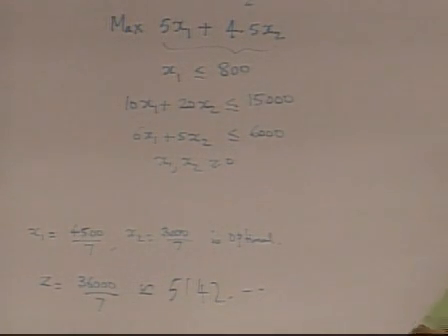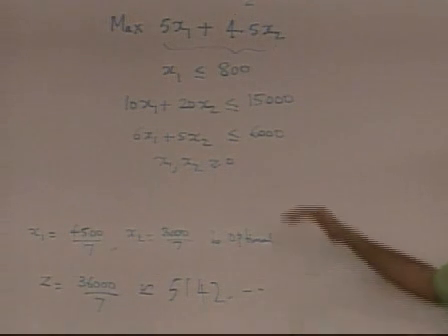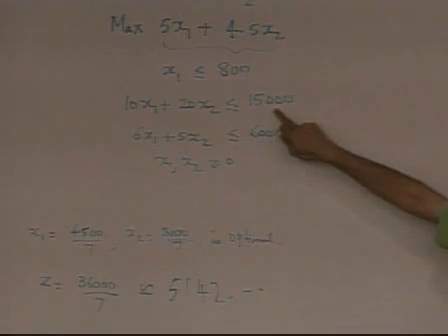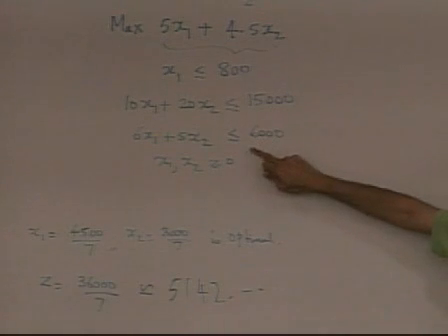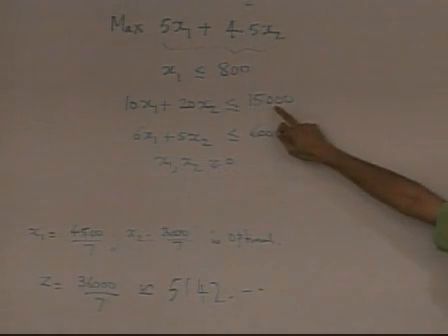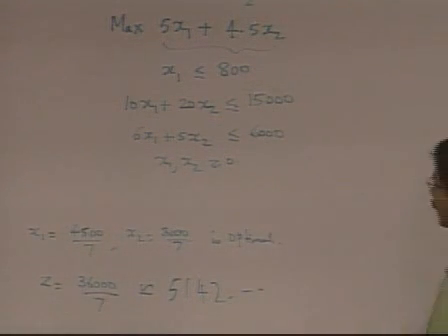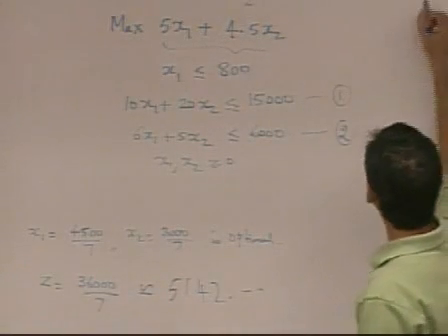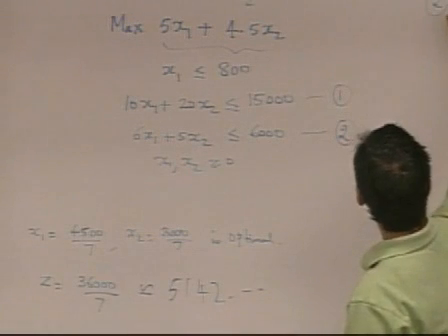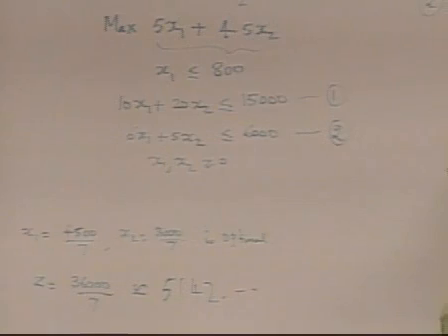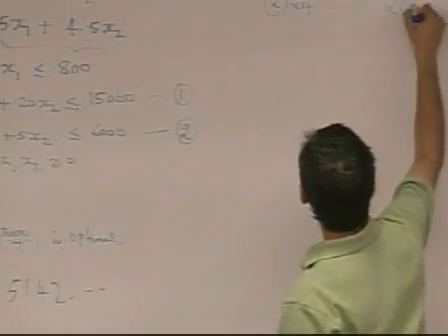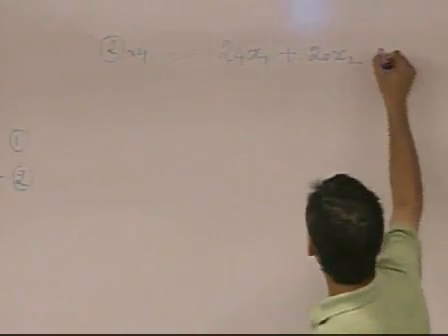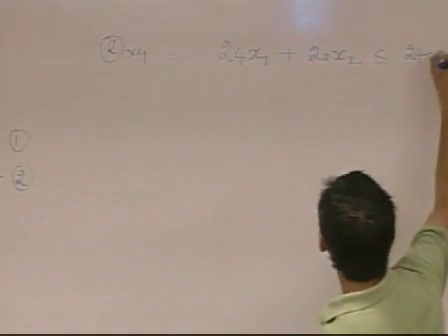Let's repeat it slowly. You take this equation and subtract 4 times the second one from that one. Let me call these 1 and 2. I'm going to do 2 times 4. That gives me 24x1 plus 20x2 is at most 24,000.